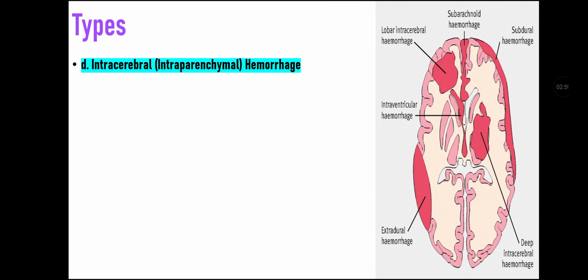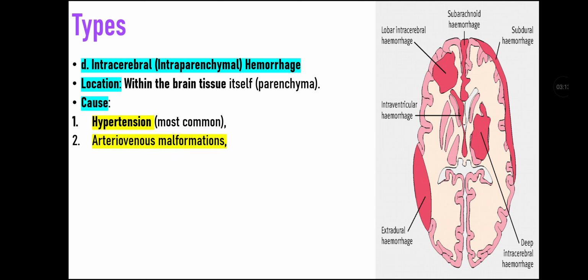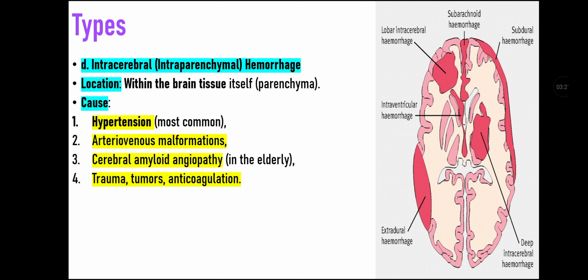In further types, we have intracerebral hemorrhage or intraparenchymal hemorrhage. Location: within the brain tissue itself. Causes include hypertension, which is the most common cause. Arteriovenous malformation may be the cause. Cerebral amyloid angiopathy, mostly in the elderly, is a cause of intracerebral hemorrhage. Trauma, tumors, and anticoagulation can also be causes.